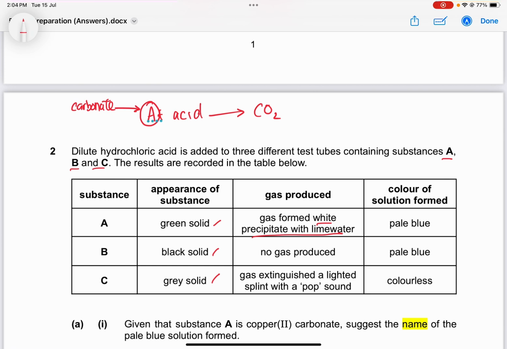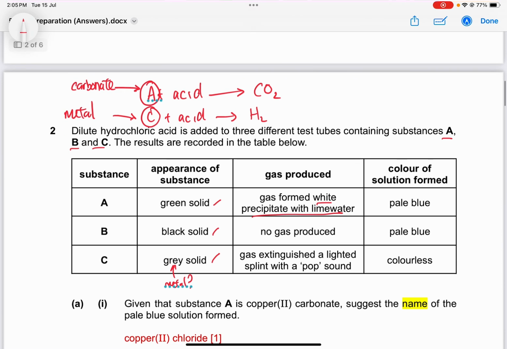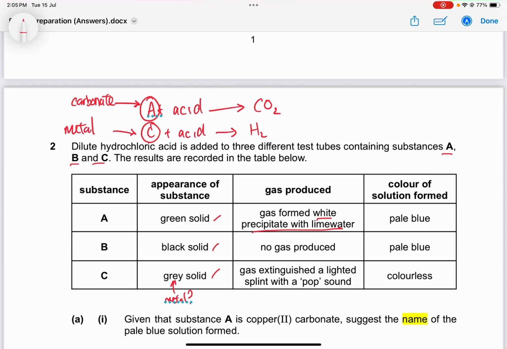B here is a black solid, no gas produced, so not much clue here that I can get. Next one, I know C is a gray solid. Now, whenever you see a gray solid, you should be suspecting that it could be a metal already. But how can I confirm that it's a metal? It's because you realize C plus acid gives me a gas that extinguishes a lighted flame with a pop sound. You know that this must be hydrogen gas. So what can react with acid to give hydrogen gas? C must be a metal. Okay, so these are some of the things that you can derive from here.